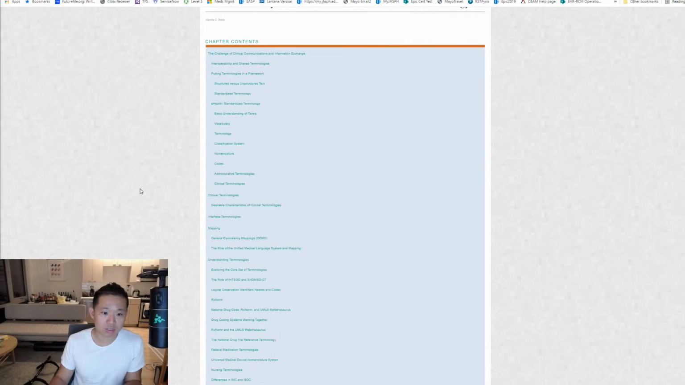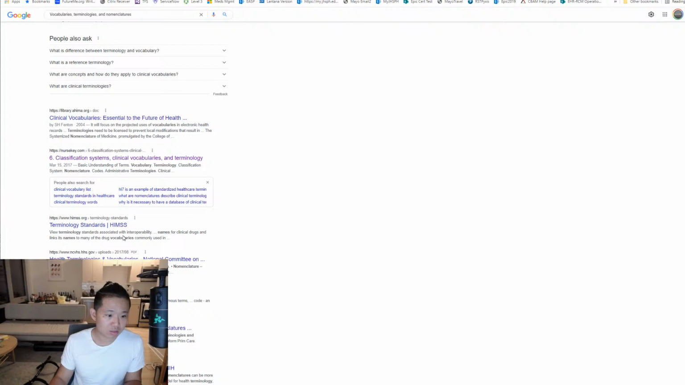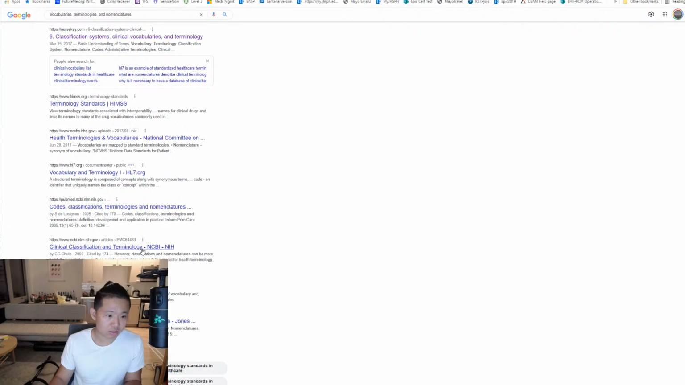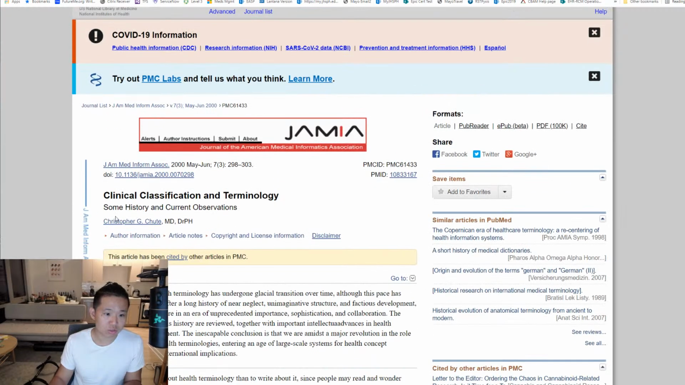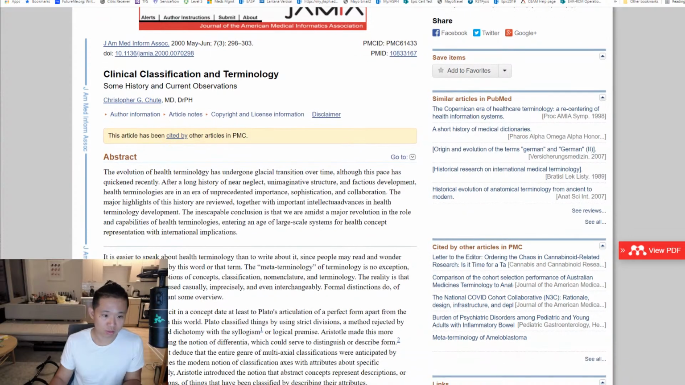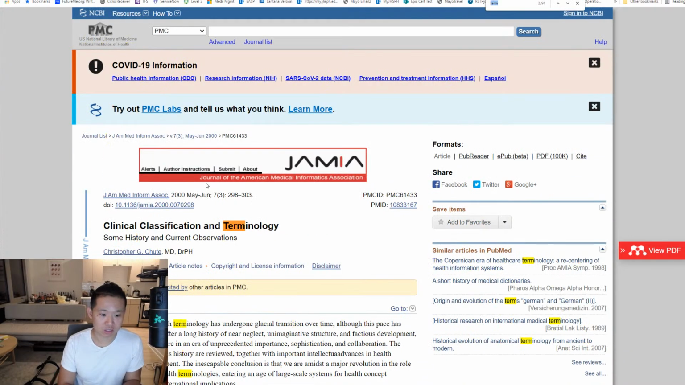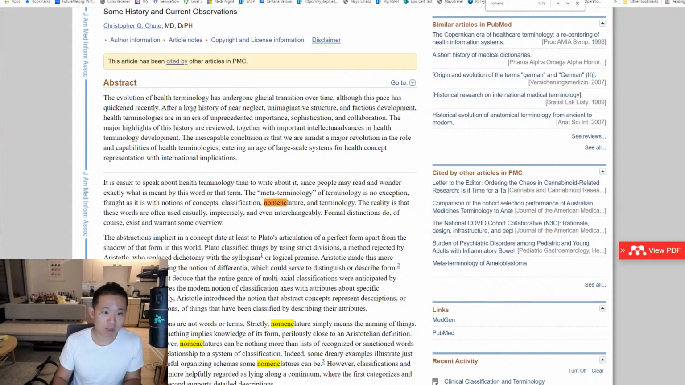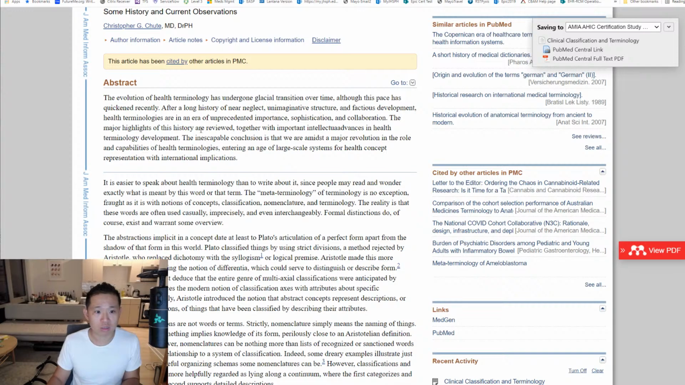What is this? Nurse key? Let's find a decent article here. Ooh, Chris Shute. Chris Shute is always a great guy. This is from about 2000. Clinical classification. So there's terminology, and there's vocabulary, and then there is, what's the last term we're looking for? Nomenclature. Yeah, let's go ahead and read this article. Maybe cite this. Chris Shute is a very well-renowned guy in informatics, so we're gonna cite his stuff.